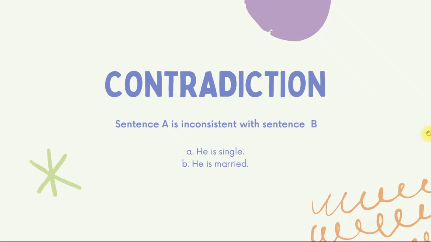Okay. Next is contradiction. Sentence A is inconsistent with sentence B. We will know that if A contradicts B, it means that A is not B. So "He is single" contradicts "He is married," because single and married are two contradictory words.